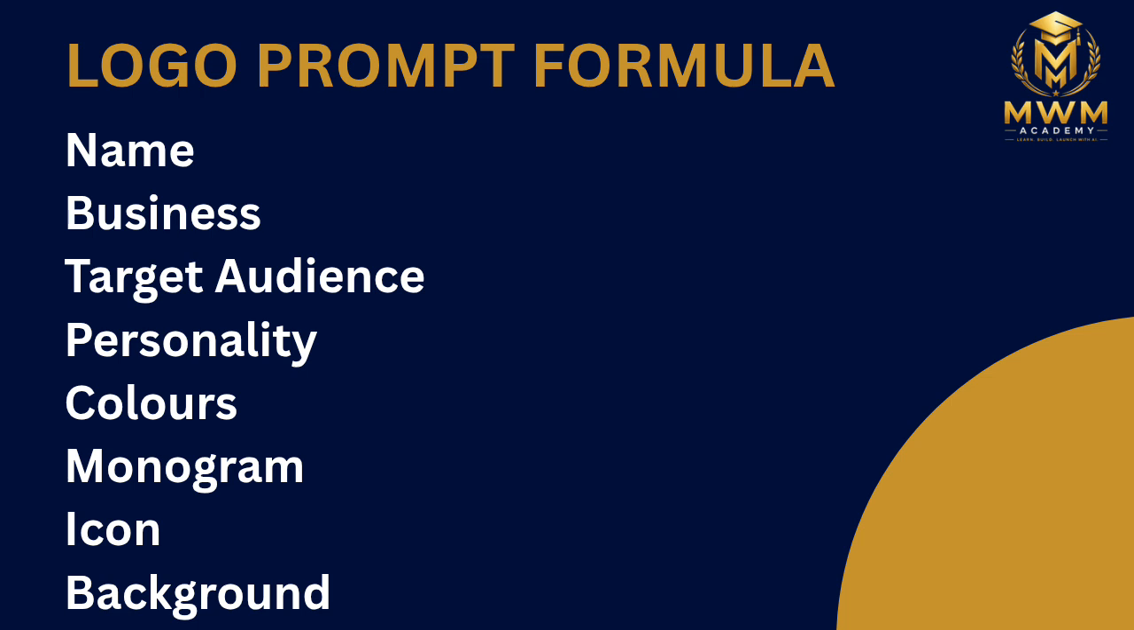The first one is name. What is the name of the business? Is it Rafa's? The name MWM Academy? The name that the business will be, you have to put it. The business, what are they selling? What are they into? Is it into bags? Is it into shoes? You have to let ChatGPT know that. You have to include that in your prompt.